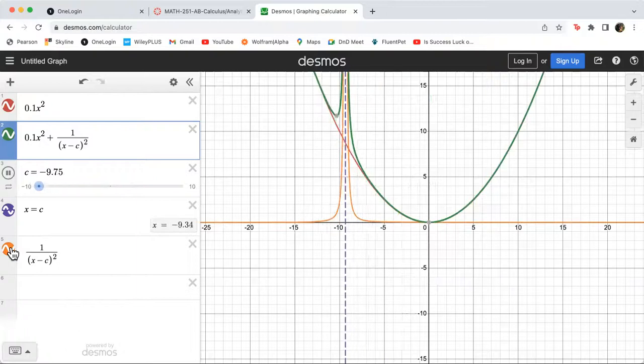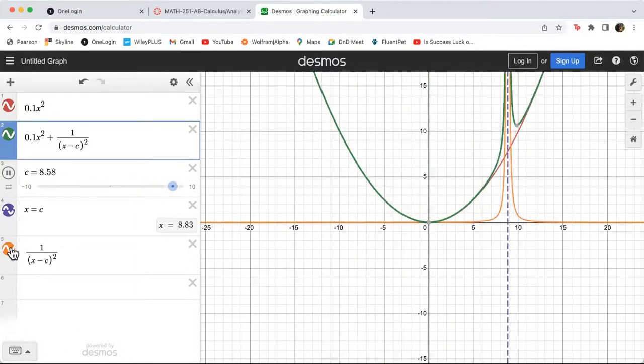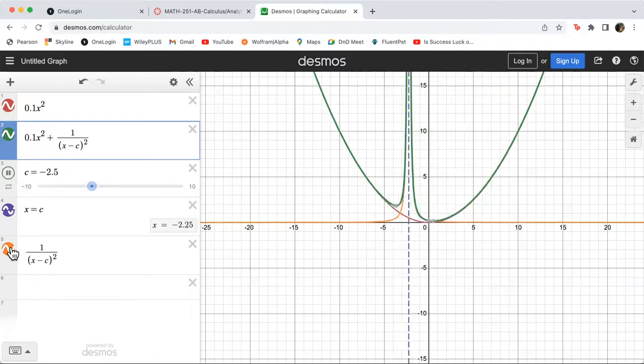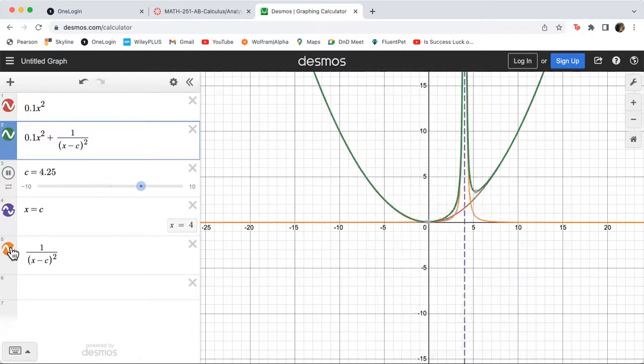Any questions? Anybody being hypnotized by our graph going back and forth? I want you to focus very carefully on the vertical asymptote as it slides gently back and forth, showing the graph.